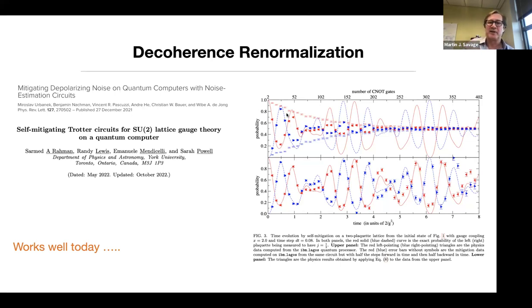So there's the physics circuits providing these oscillating results, and the mitigation circuits, which are the physics circuits but with zero angles, providing this exponential envelope. And so this is a direct measure of the decoherence of the device, and you can use it to rescale the observable you're interested in. If you rescale this amplitude with regard to this exponential envelope, then you see in this lower panel that when you compare with the expectations, they agree remarkably well.